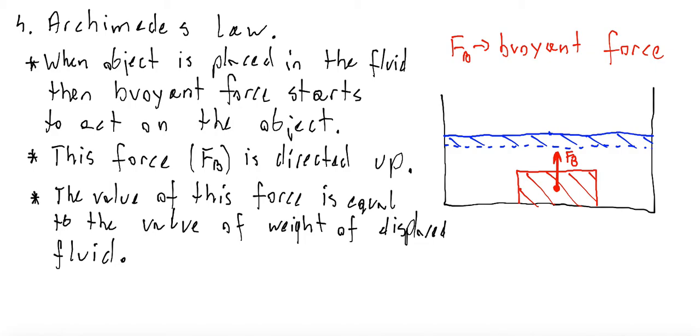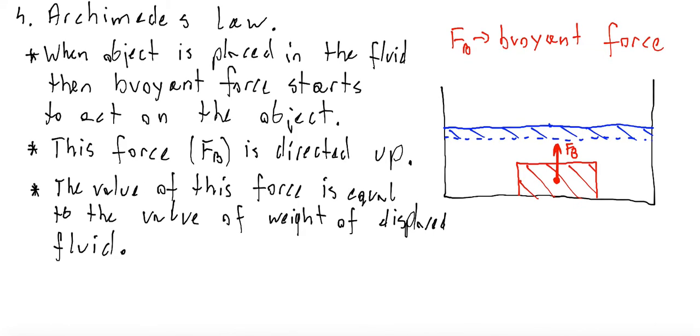Is it clear? If yes, please stop the video, make a pause, and copy this as point number 4. Okay? So point number 4, Archimedes' law, and please draw this picture and write these 3 bullet points. When you are ready, start the video again, and there will be the next part. Okay, a few minutes later.